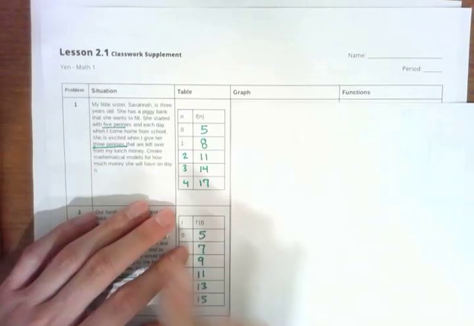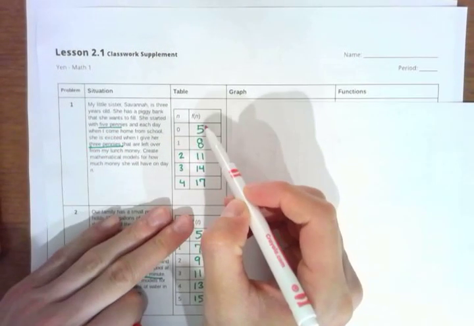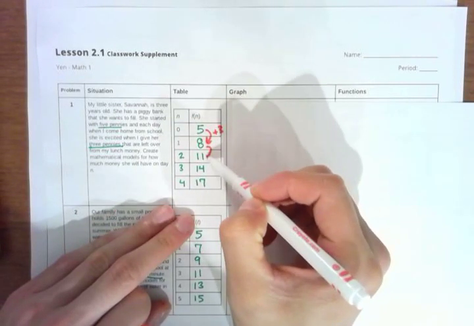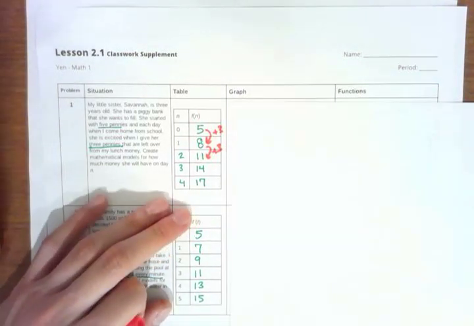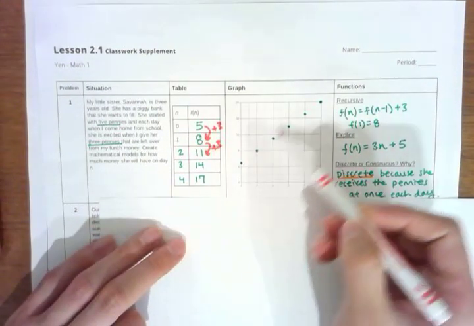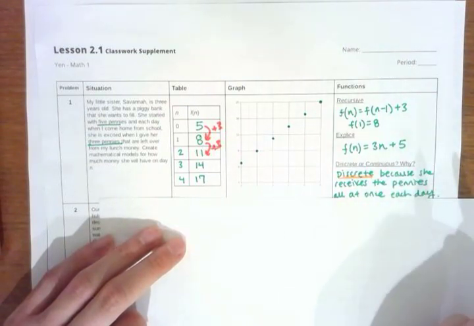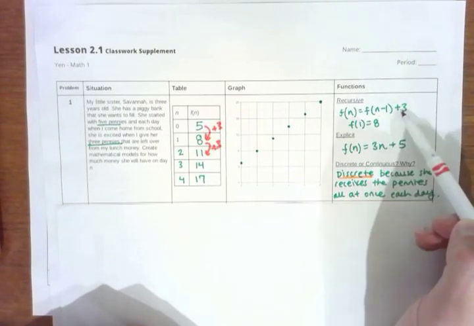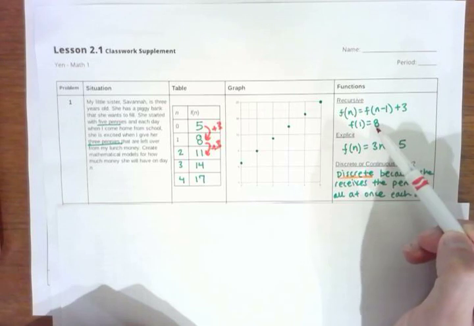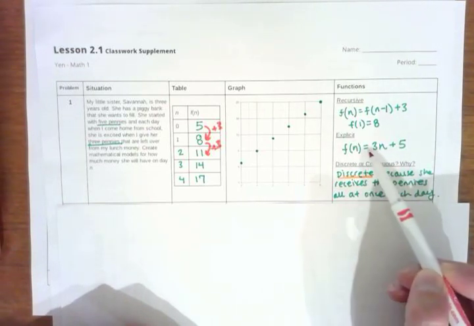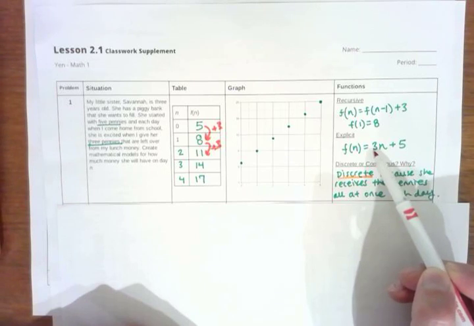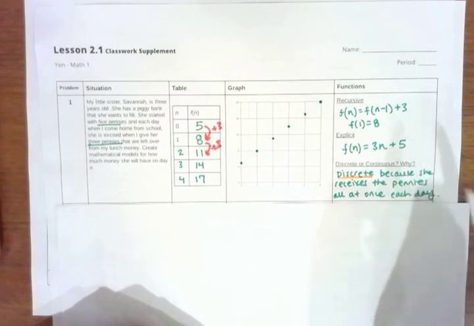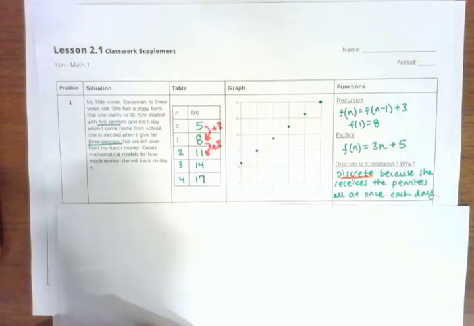So for the first one, it's telling you that she starts with 5 pennies, which is here, and then each day she's getting 3 more pennies, so we know that we're adding 3 pennies every single time. And then for our graph, it should look something like this, and we're not going to connect the dots. Our recursive function is each term is equal to the previous term plus 3. We started at 8 on the first term. Our explicit function is our common difference, which is 3 times the number of days, and we started with 5, so 3n plus 5.